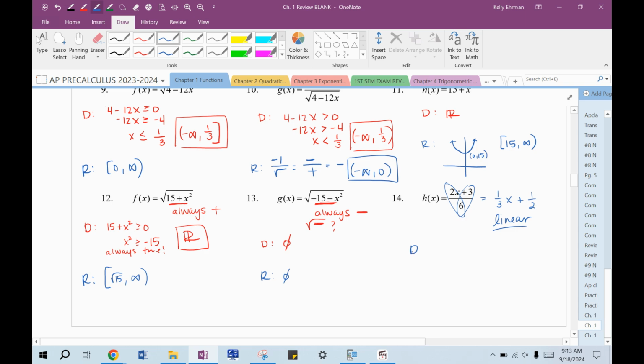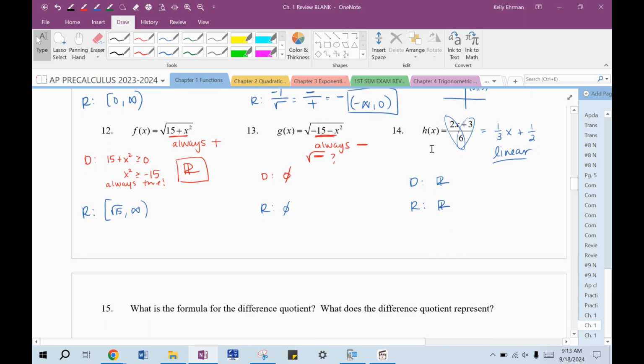So what's the domain of a linear function? All reals. And what's the range? All reals. We also see this trick in difference quotient. Remember, if you can recognize that that's linear, it makes life a lot easier for difference quotient too.